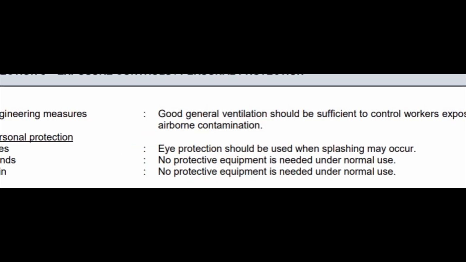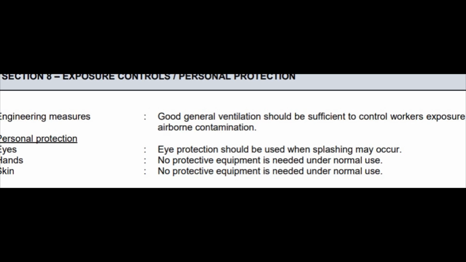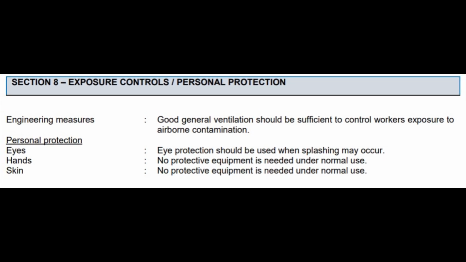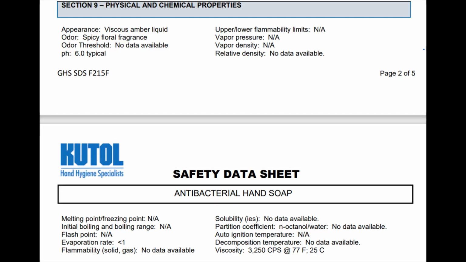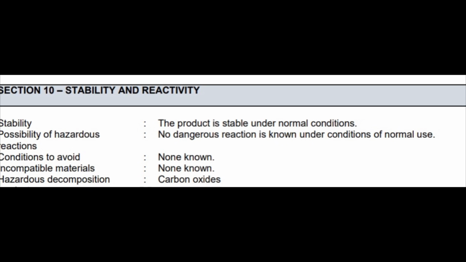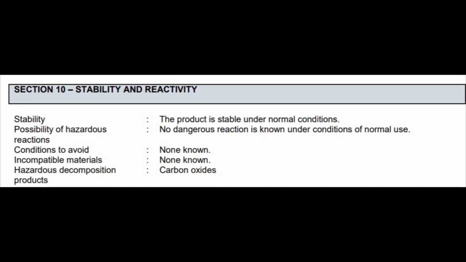Section 8, Exposure Controls and Personal Protective Equipment. In cases where OSHA has defined a permissible exposure limit, this section will include them as well as any recommended personal protective equipment. Section 9, Physical and Chemical Properties. This one is actually surprisingly useful. Here you can find information like pH and boiling point. Section 10, Stability and Reactivity. This includes the chemical stability and the possibility of hazardous reactions.